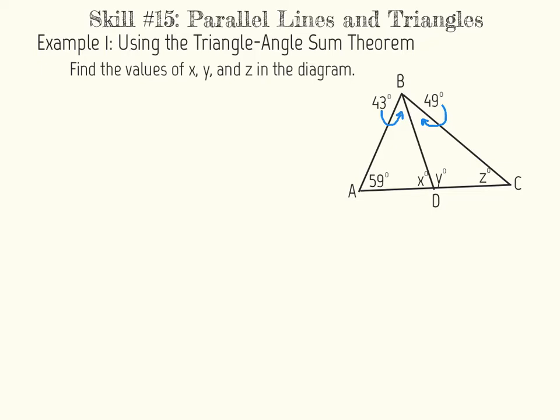Okay, so when we're looking at this, we see that this triangle ABC has D splitting it up, and then we have x degrees, y degrees, and z degrees. So that's what we're looking for.